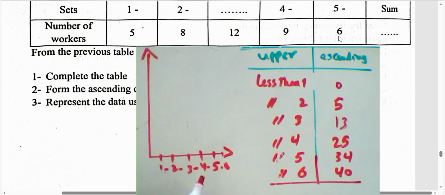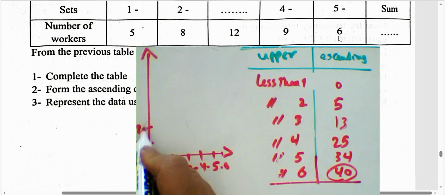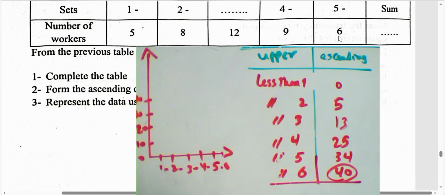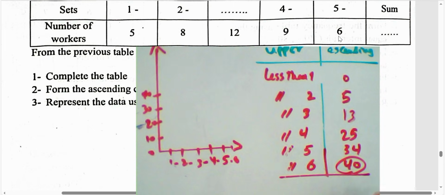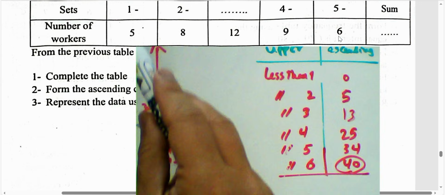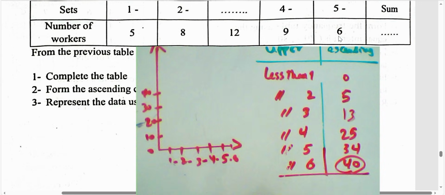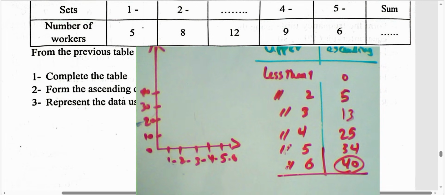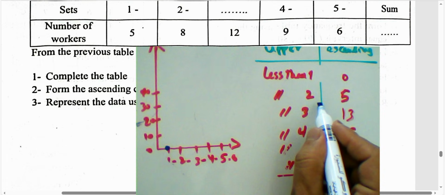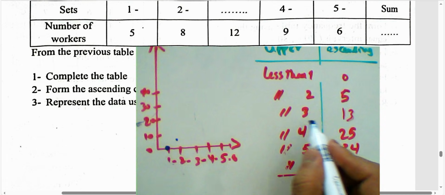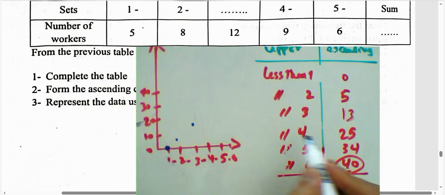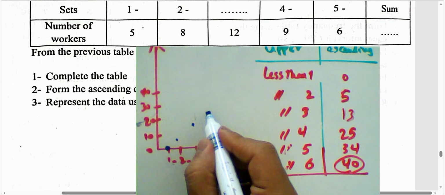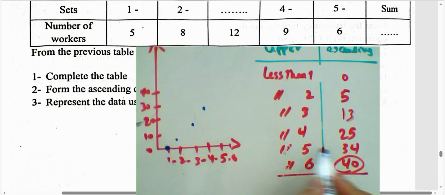There is an interval down and up. The greatest digit was 40. Start from 0, 10, 20, 30 to 40. Okay, the longest value 40. Going from 0 to 40, by 10 all the time. And then we will draw: less than 1, it will be 0. Less than 2 is 5. Less than 3 is 13. Less than 4, 25. Going from 4 to 25. Less than 5 is 34. Less than 6 is 40.